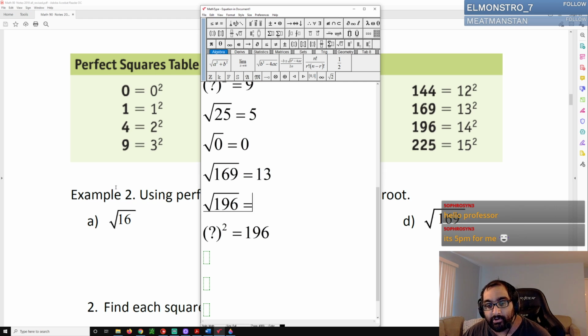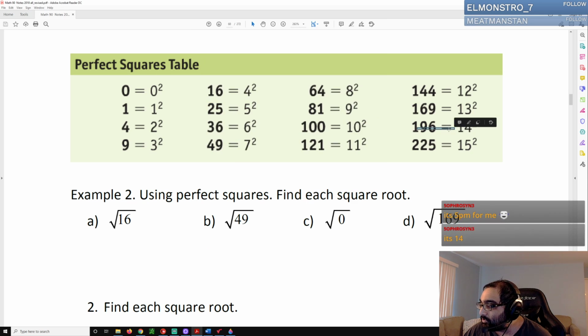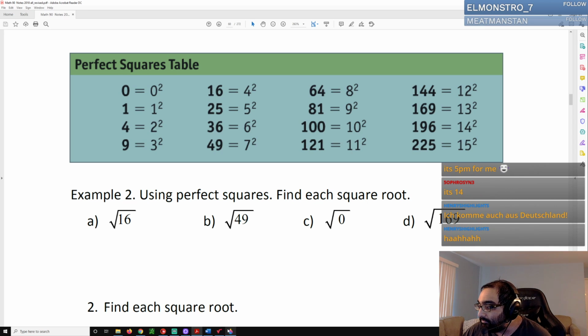All right, so take a look at the list here. All right, so we want to say what number squared is equal to 196. And if we take a look here on the list, we can see that 14 squared is equal to 196. Okay?